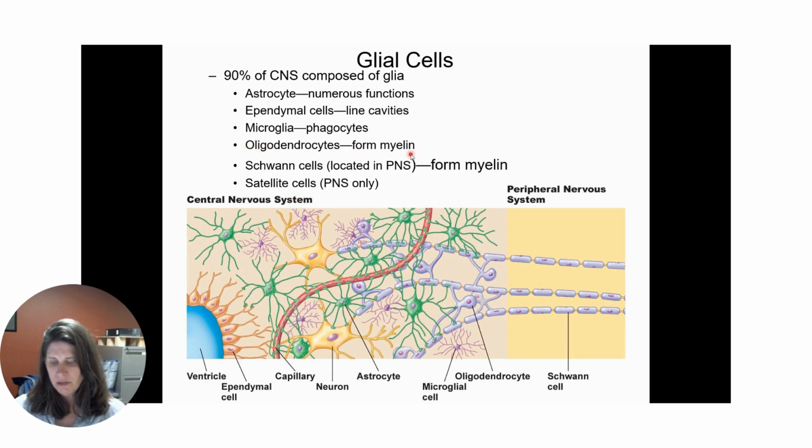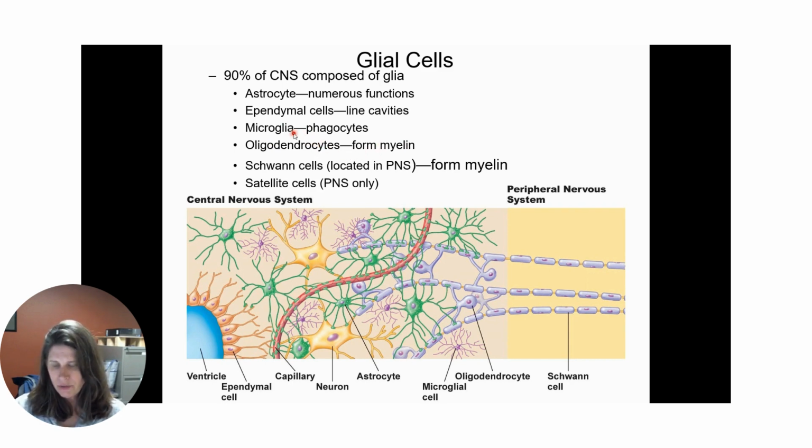Let me skip down to oligodendrocytes. That's what you see here, kind of the purple. And notice they have these projections that wrap around the axons of neurons. So they form the myelin sheaths around the axons in the CNS. Okay.